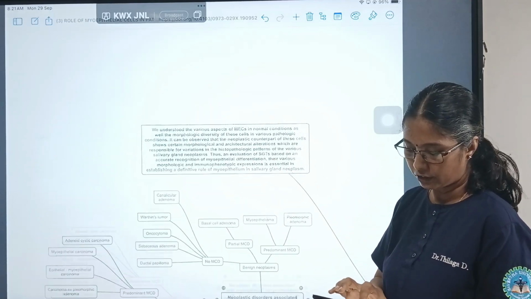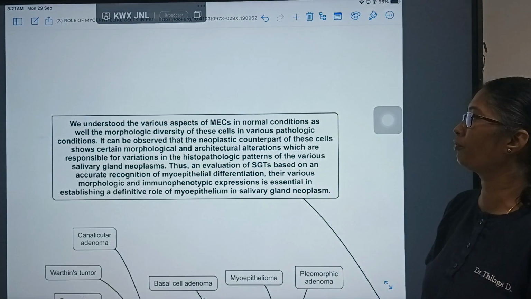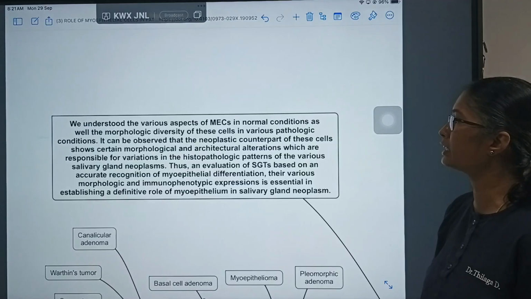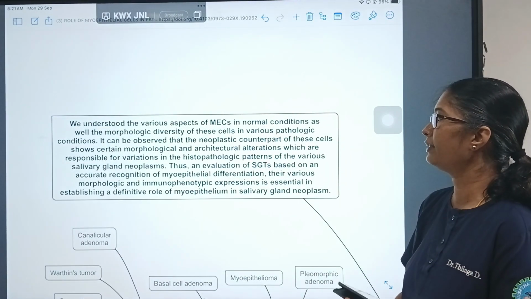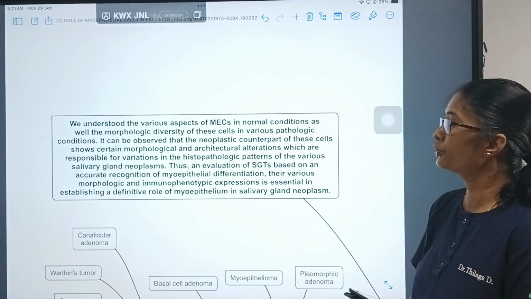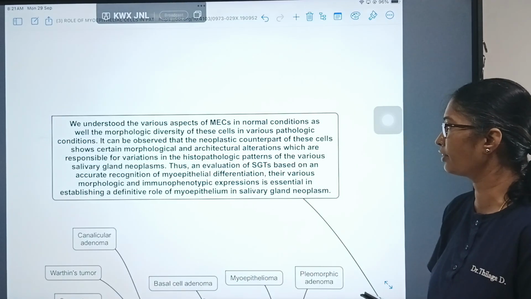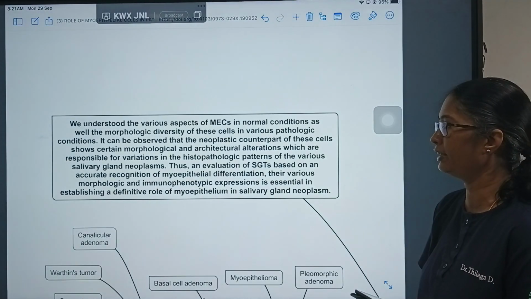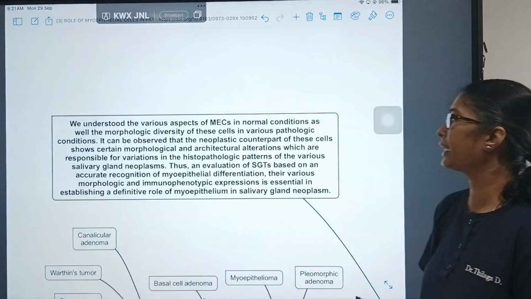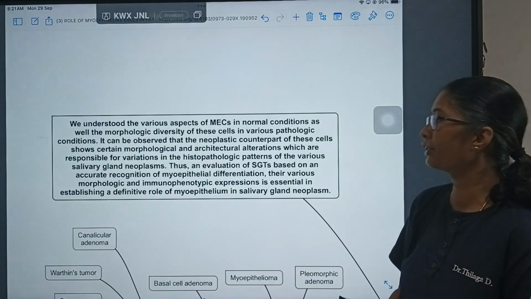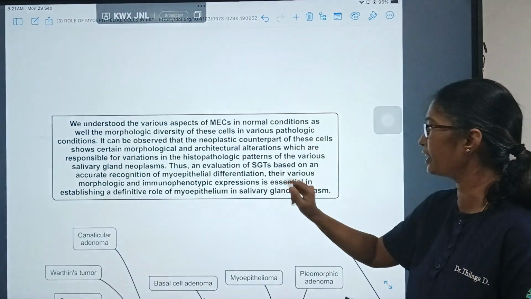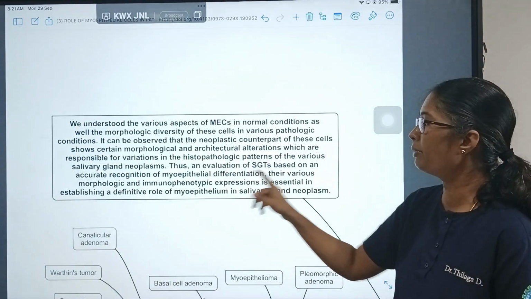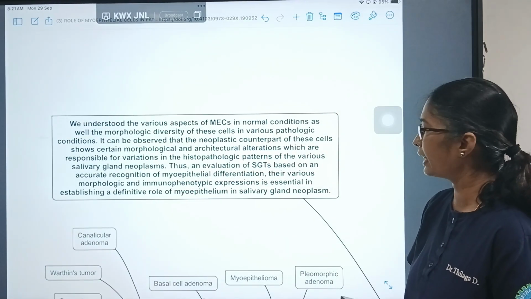So in conclusion, we understood the various concepts of myoepithelial cells in the normal condition as well as the morphologic diversity of these cells in various pathologic conditions. It can be observed that the neoplastic counterpart of these cells shows certain morphological and architectural alterations which are responsible for variations in the histopathologic patterns of the various salivary gland neoplasms. Thus, an evaluation of a salivary gland tumor based on an accurate recognition of myoepithelial differentiation, and their various morphological and immunophenotypic expression, is essential in establishing a definitive role of myoepithelial cells in salivary gland neoplasms.